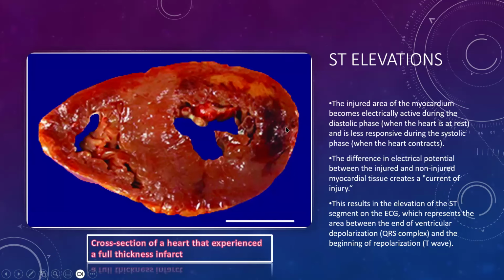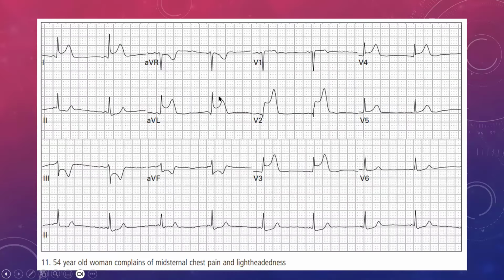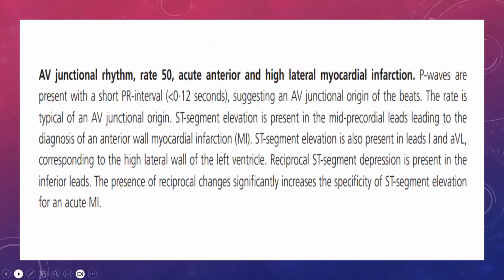Now, the question is, why do we get ST elevations? And it's very simple. The injured area of the myocardium becomes active during the diastolic phase when the heart is at rest, and is less responsive during the systolic phase. So basically what that means is that when the heart is contracting, let me just show you here. So when the heart is contracting during the QRS, it has a higher resting potential than when the heart is not contracting. Okay, that's basically it. There's not much else to it.